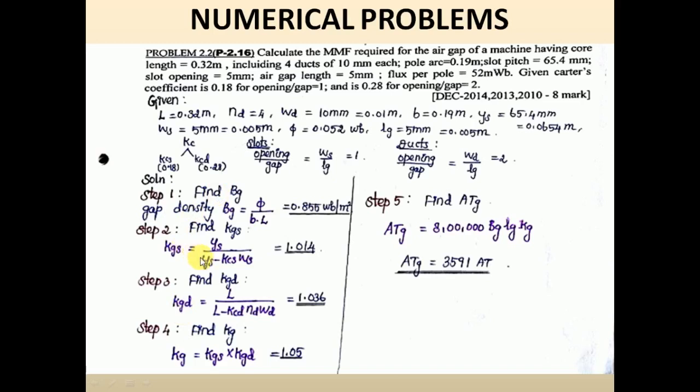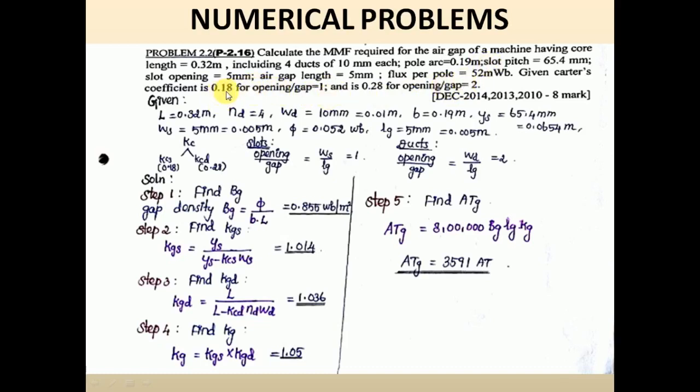Kgs can be found out from the standard relation Ys by Ys minus Kcs Ws. Similarly, Kgd can be found out from the standard relation L by L minus Kcd Nd Wd. Let's see if the magnitude of Kcs and Kcd is given in the question. See, it's given Carter's coefficient is 0.18 for opening per gap of 1 and is 0.28 for opening per gap of 2. Nowhere it's mentioned that this one is for slots and this one is for ducts.